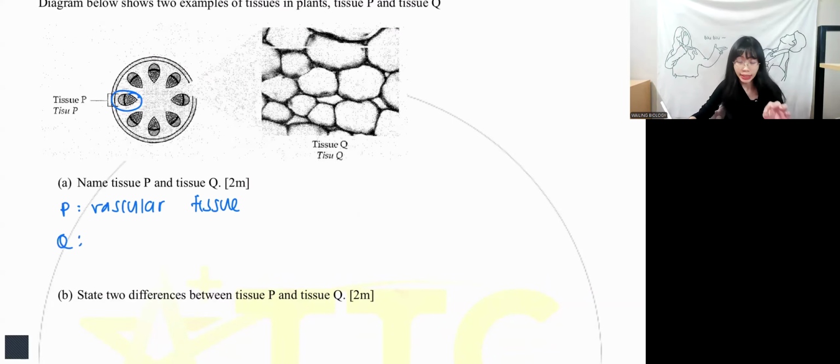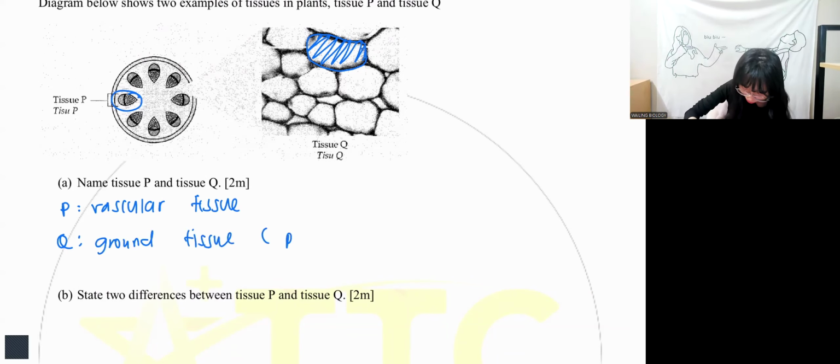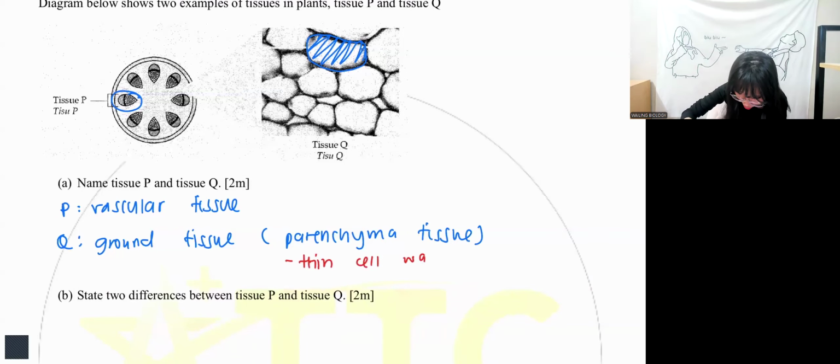And then for tissue Q, in the diagram here, you can see that there is thin cell wall. The cell wall is actually very thin. And they have a large vacuole, and the entire thing that you can see is a vacuole. Thin cell wall, large vacuole can only refer to parenchyma because every different chyma has a different diagram. This is a parenchyma. I will show you the difference between the 3 different chyma later. So this one, you can write parenchyma tissue. You can write ground tissue. They have thin cell wall, large vacuole. Okay, parenchyma characteristic, thin cell wall, large vacuole.